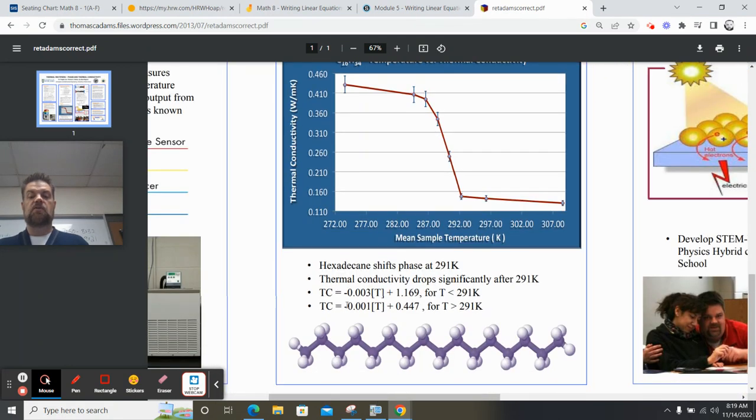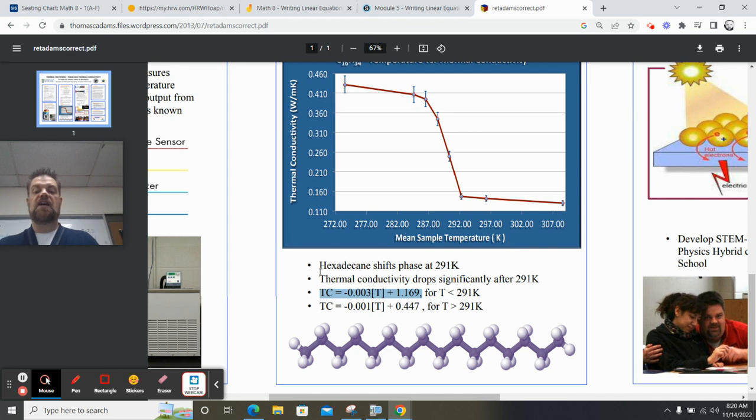What do you notice about these equations? This right here is saying, look at that. It's saying that the thermal conductivity, what is that? Negative 0.00, or I'm sorry, 0.003 times T plus 1.169. Doesn't that look like a linear equation? Where the T stands for temperature. So the thermal conductivity of this particular item at this point, look at this line. From here to here, it's a straight line, isn't it? From here to here, it's a straight line, right?